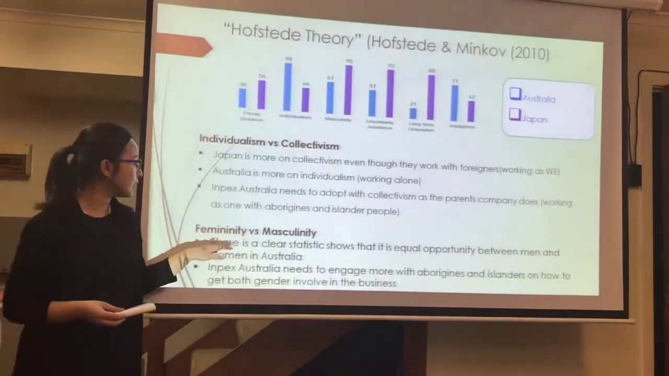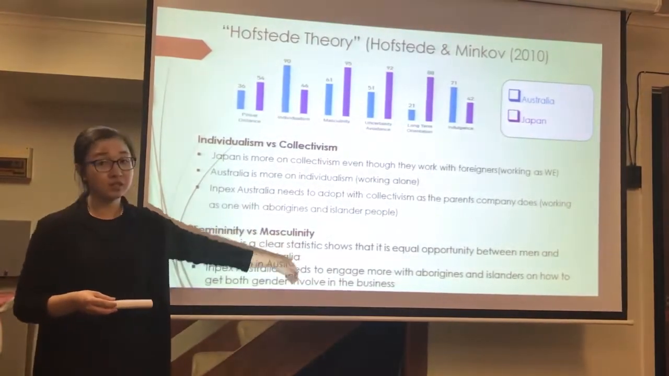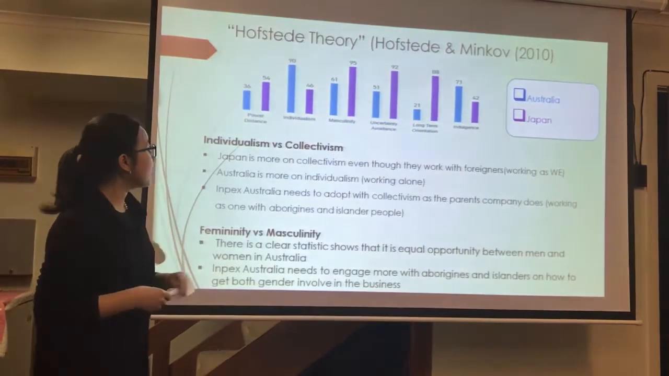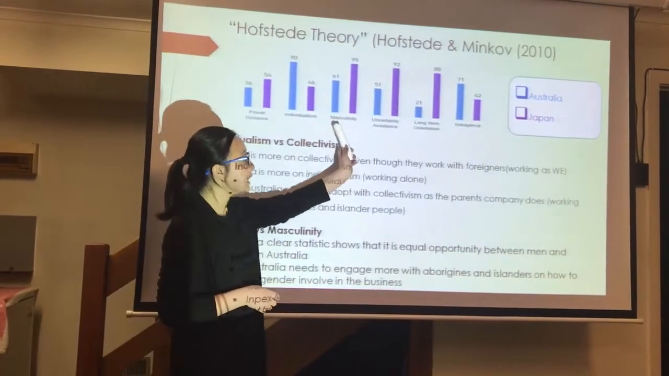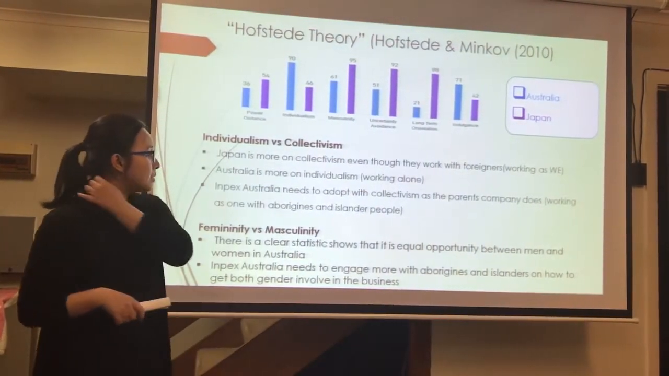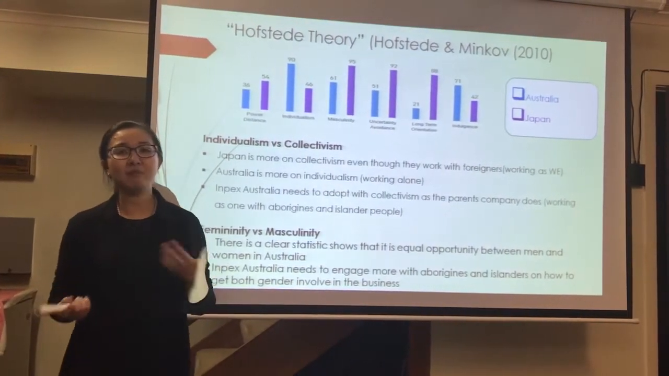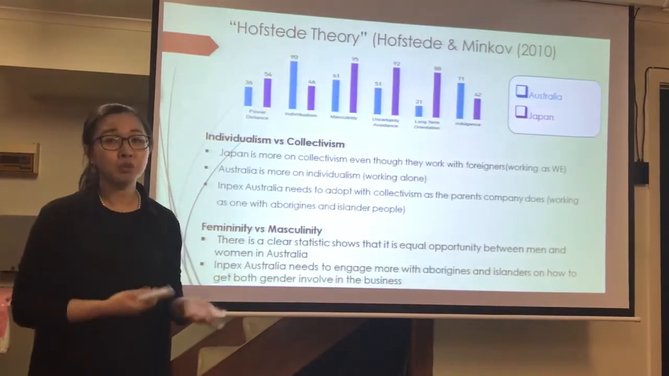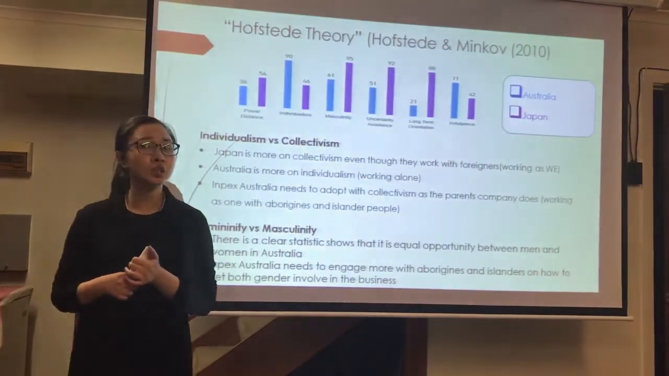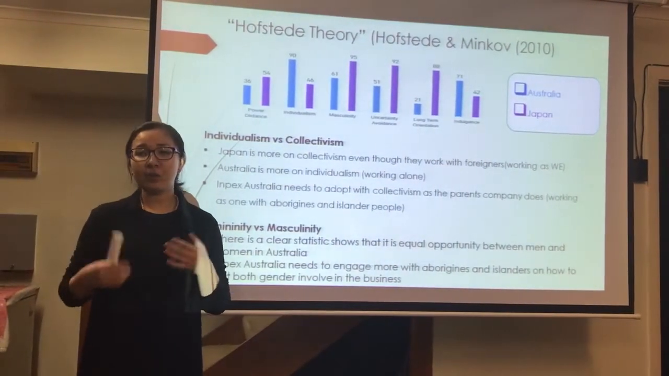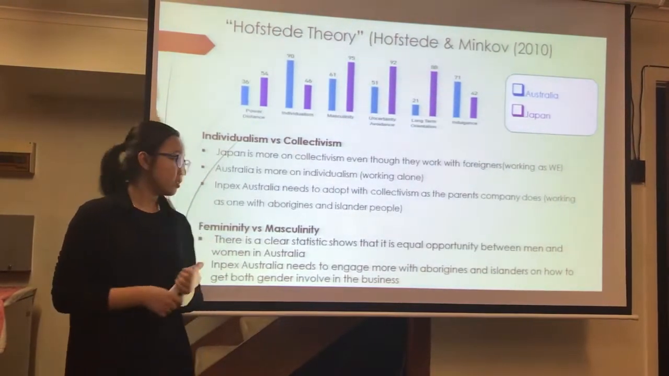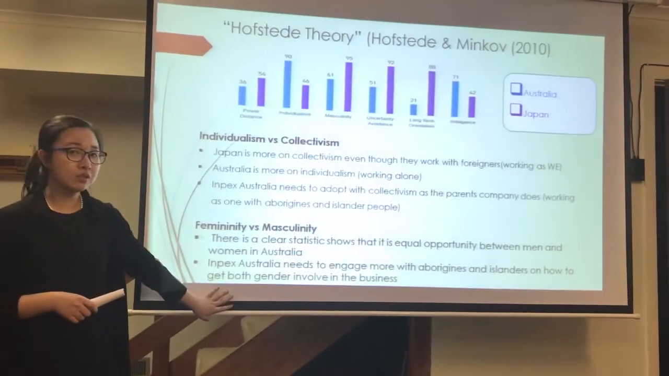So the second one is about femininity versus masculinity. The data show clearly that in Japan, they have equal opportunity between men and women. It doesn't really matter if you have a kid or you are a woman, as long as you have the ability to work, you can work as a man does. So this is the best practice in Australia.